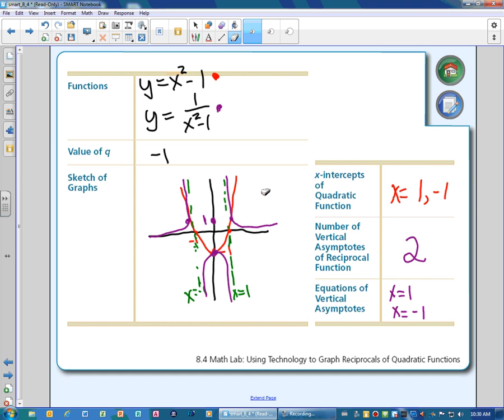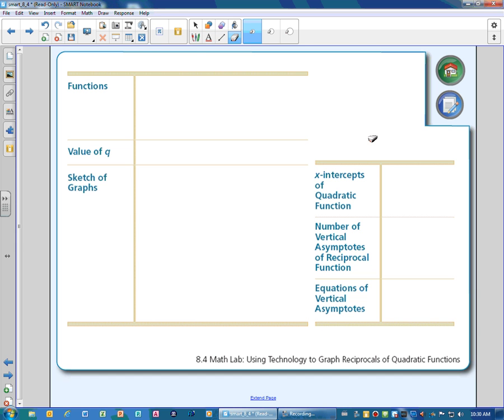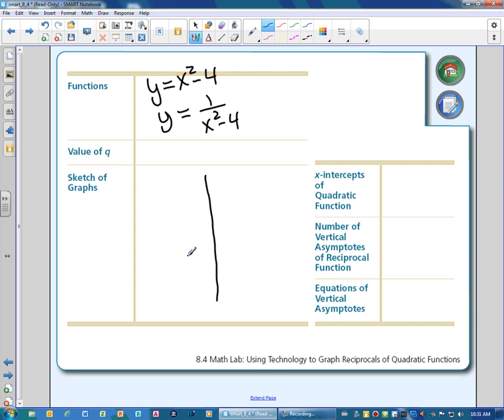And we'll just do something very similar. We will do x squared minus 4. Very, very similar. Y equals 1 over x squared minus 4. Okay. My original graph. Q is negative 4, meaning I'm going through the y-axis at negative 4. Can you tell what the x-intercepts are? Hopefully you thought 2 and negative 2.